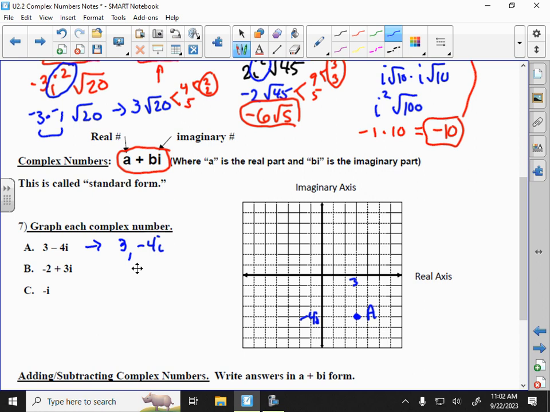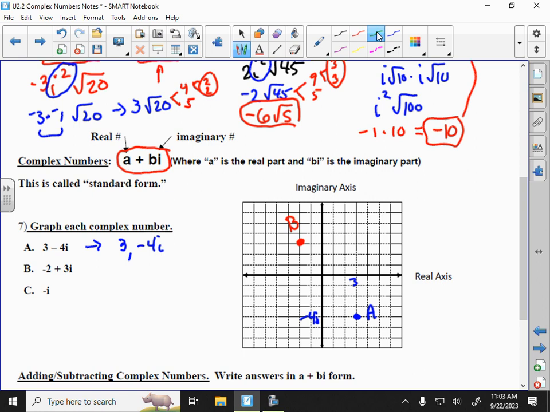plot a complex number. We can do B, negative 2 plus 3i. Okay, so we'll go left 2 on the real axis number line, and then go up 3i on the imaginary axis. So we can go left 2, up 3. 1, 2, 3. That's us right here. And that's the complex number, negative 2 plus 3i. So we'll just label it B.